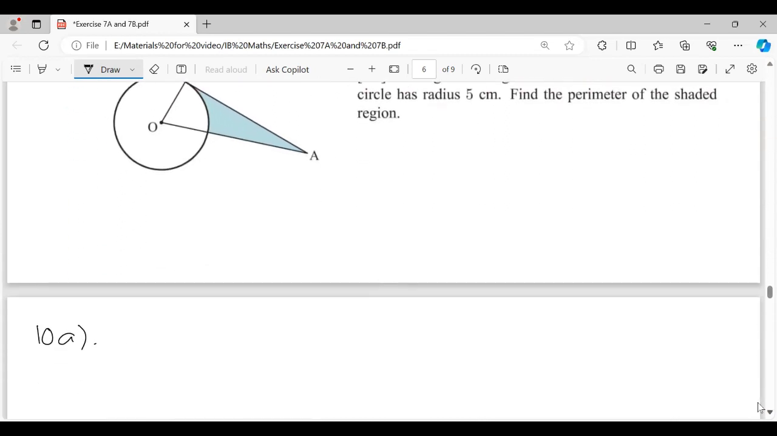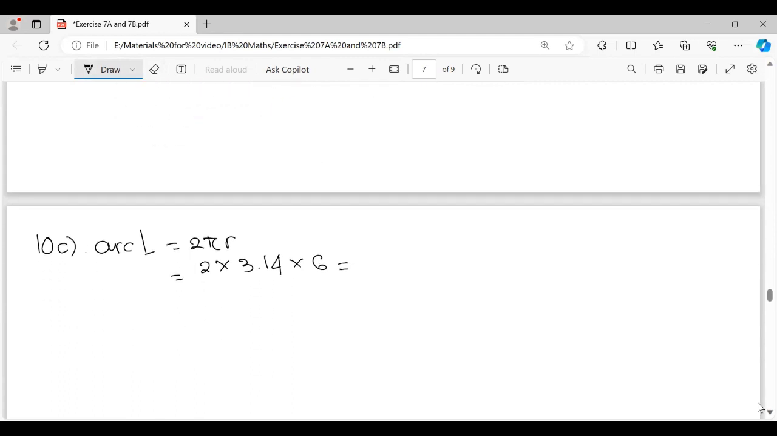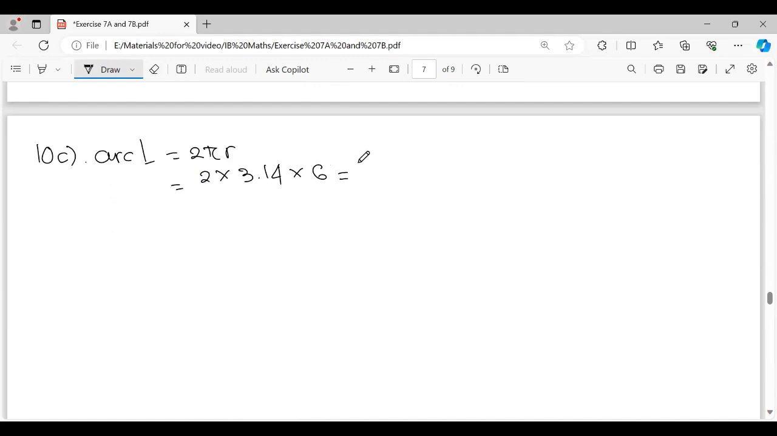Not 10A, but 10C. Arc length equals 2 times pi times r, which is 2 times 3.14 times 6. With the calculator you find the result: 37.68 centimeters.